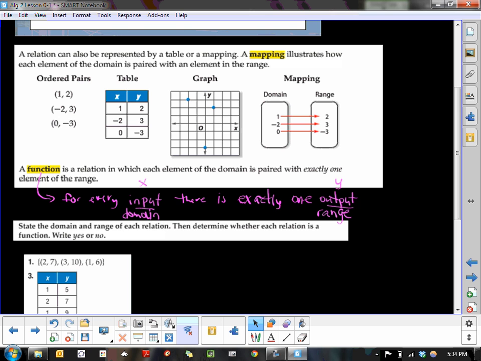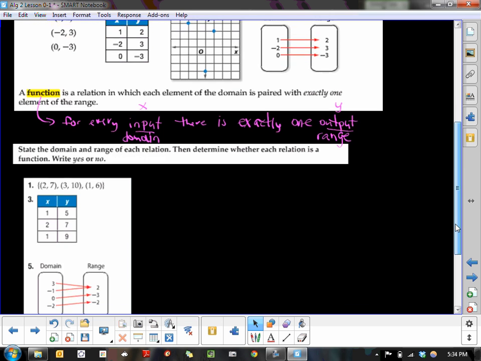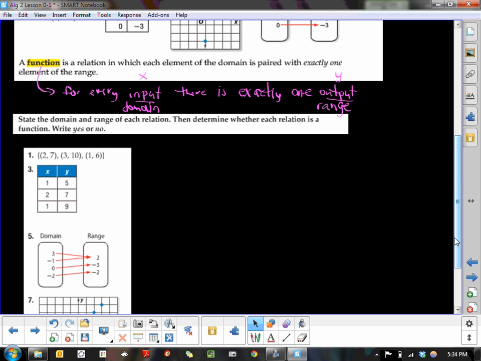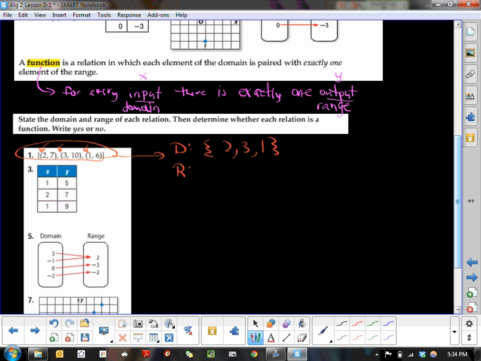So let's see if we can put this into practice. The first thing, it says state the domain and range of each relation. Then determine whether the relation is a function, yes or no. In problem number 1, they want us to state the domain and the range. So I'm going to use D and R. What's in the domain? Well, the domain is everything in the first member of the ordered pair. So all our x values: it's a 2, a 3, and a 1. The range, I want to grab the things that are in the range, and that's a 7, 10, and a 6. So I've identified the domain and range.